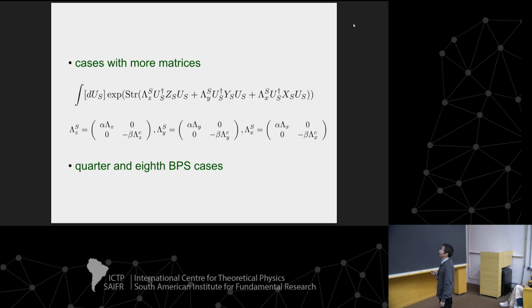There can also be more matrices. For example, we can excite also Y and X, and we can package lambda_Y, lambda_YC into a supermatrix in the same way. And these include eighth and quarter BPS cases.